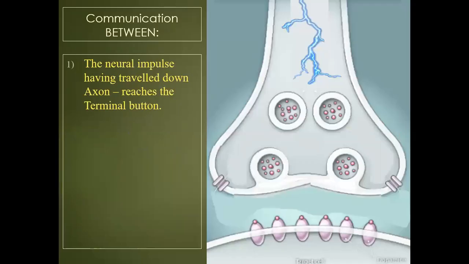Okay, so here is my cheap version that I could sort of do. Communication between the neurons. This lightning bolt, really the only cool part of this, is a neural impulse coming down in its electrical form, and it has now reached the terminal button.